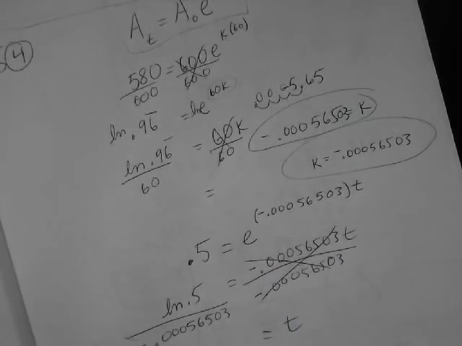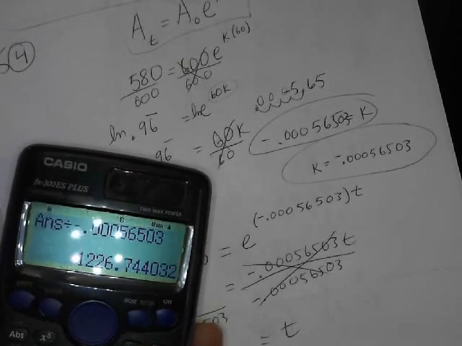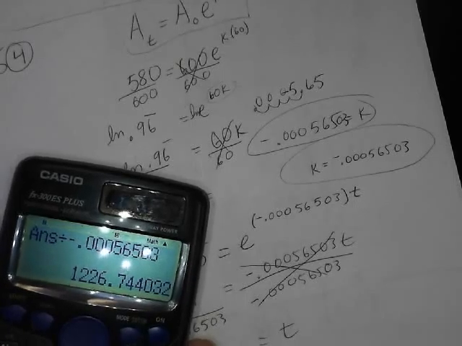Let's see, ln 0.5 divided by negative 0.0005653. I got that number. I don't know, is that a good number? Let's see if the book likes that number.